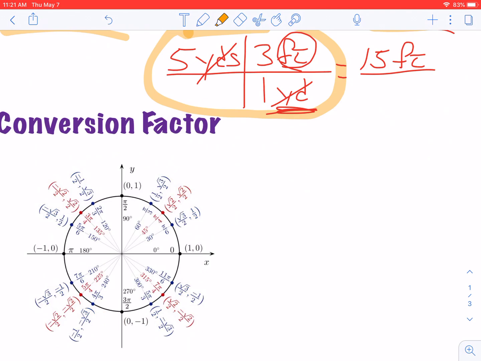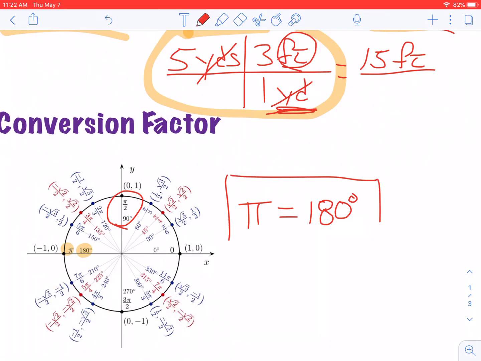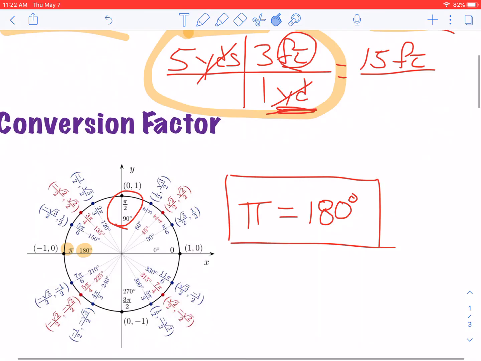And that answer is pi and 180. Or in other words, we know that pi radians is equal to 180 degrees. Now, we could use any ratio if we wanted to. We could use 2 pi and 360 degrees, or we could use pi over 2 and 90 degrees. But pi and 180 degrees will be our conversion factor for the following examples.